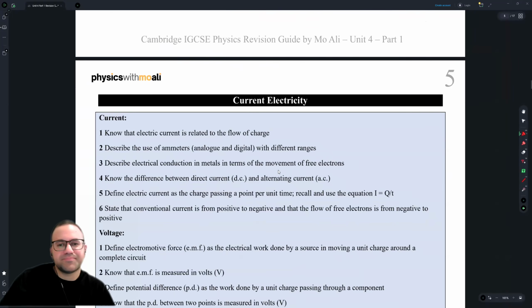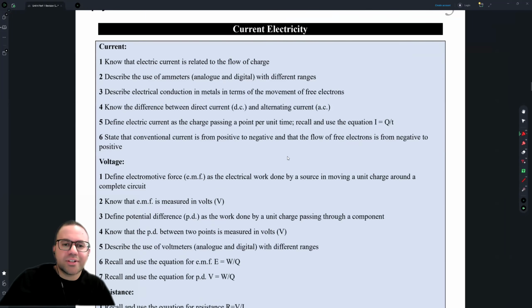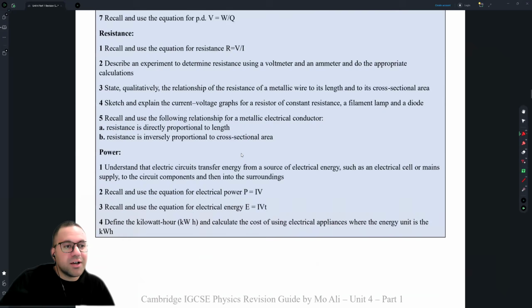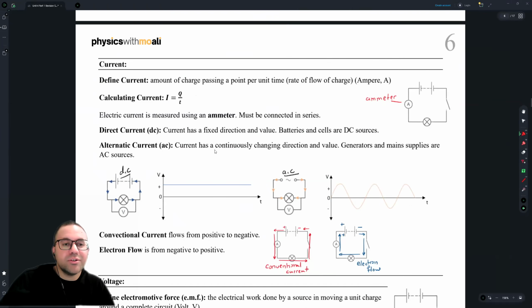All right. Next up, current electricity. Another giant checklist because it's full of tiny, tiny little dots. I'm not going to read the full checklist. I want to go straight into current and voltage and resistance. Before I talk about current or voltage or resistance, let's talk about circuits in general.